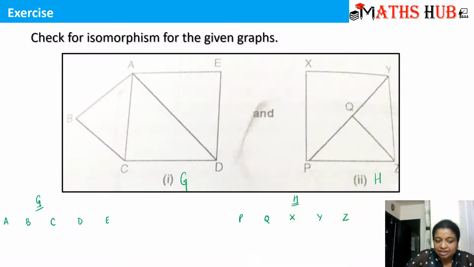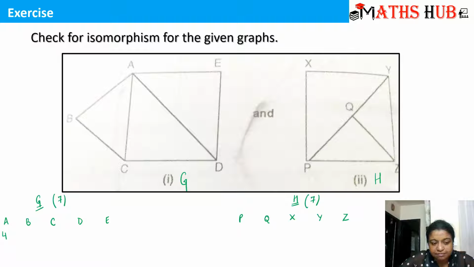Let's count the edges now. How many edges does it have? 1, 2, 3, 4, 5, 6, 7. 7 edges here. How many edges in H? 1, 2, 3, 4, 5, 6 and 7. Right? Now, let's come to the vertex set. The vertices we have already written. Let's count their degrees. So, the degree of vertex A is 4.